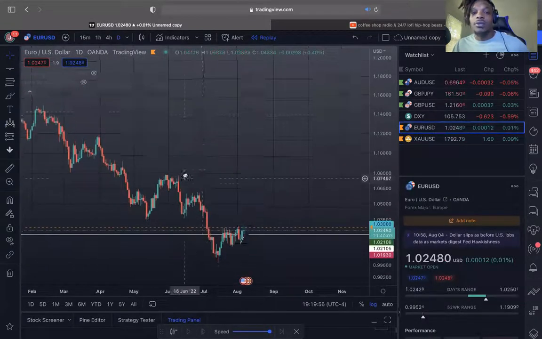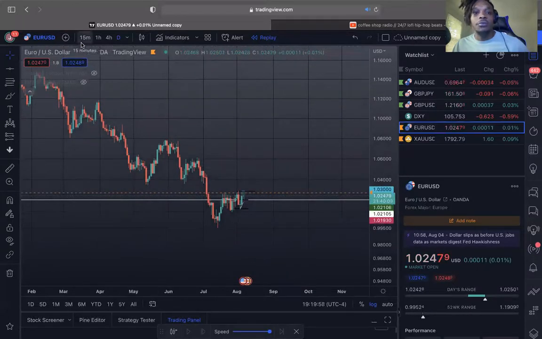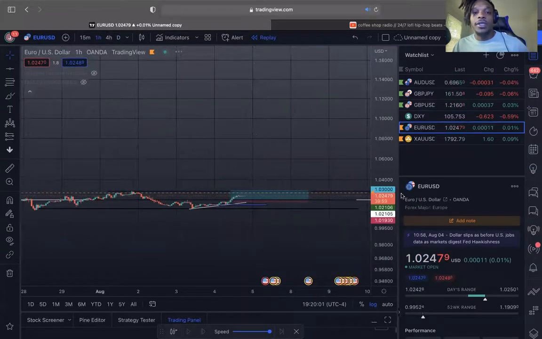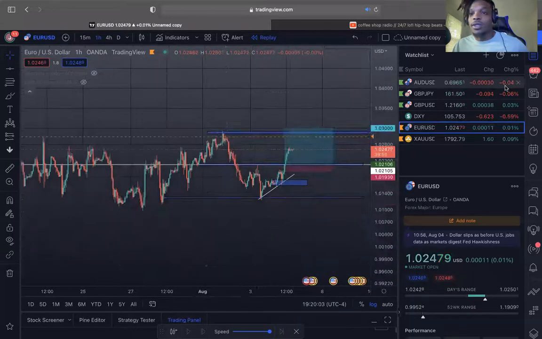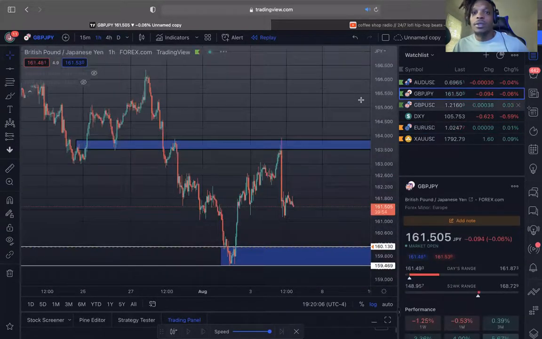Euro USD right now is just bull running, so nothing really too much right now because we're in Asian consolidation.